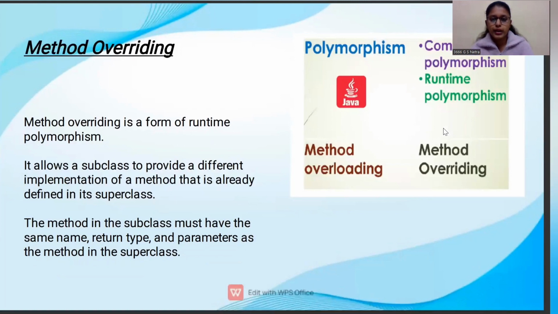Next, method overriding. Method overriding is a form of runtime polymorphism. It allows a subclass to provide a different implementation of a method that is already defined in its superclass. The method in the subclass must have the same name, return type, and parameters as the method in the superclass.